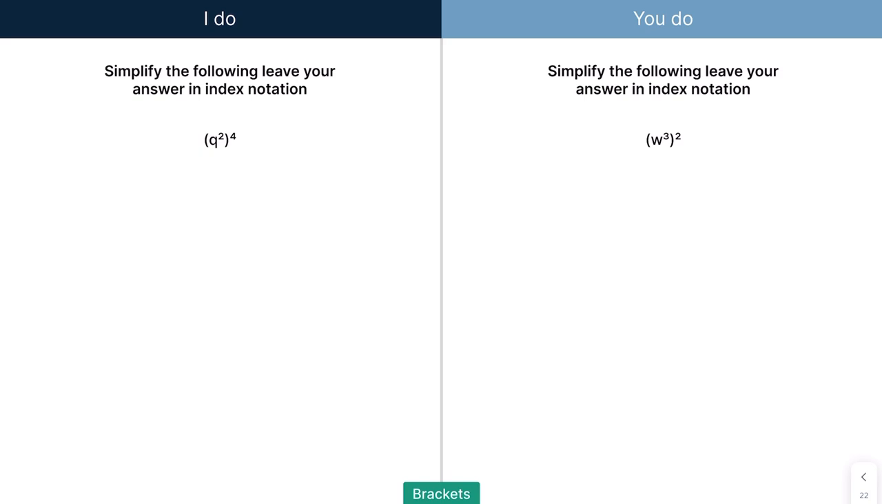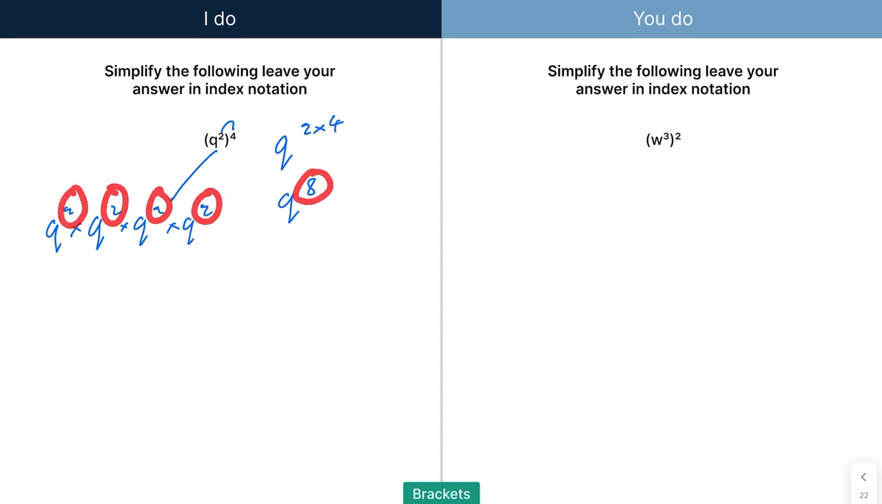Now moving on to looking at brackets. With brackets, all you're doing is multiplying these two together. So that just becomes q to the power of 2 times 4. So the answer is q to the power of 8. The way you can think of this is just writing q squared 4 times. And if you wrote q squared 4 times, you can see if I added all of these together, that's 2, 2, 2, 2. That gives me 8, okay? So the quick way of doing it is just multiplying the powers together.